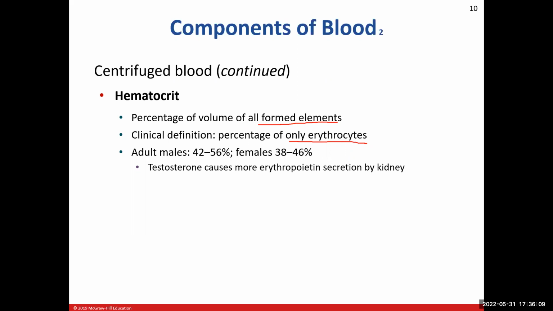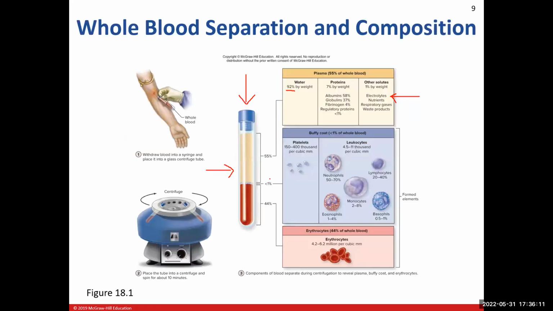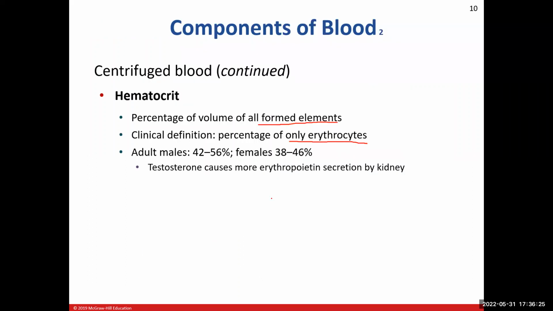But when we're looking here, I mean, look, less than 1% of your formed blood is going to be the white blood cells. So you can see how primarily we're going to just be judging the erythrocytes, the red blood cells, when we're dealing with the clinical portion of hematocrit, primarily focusing on erythrocytes.